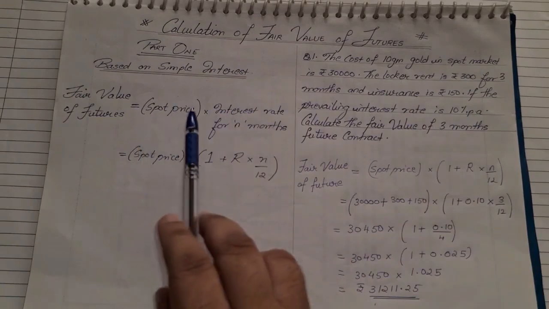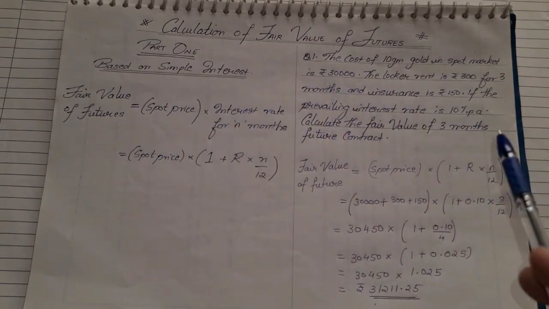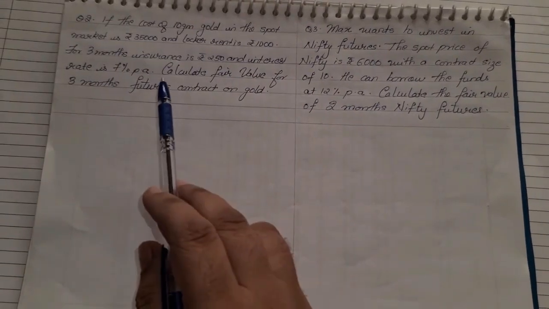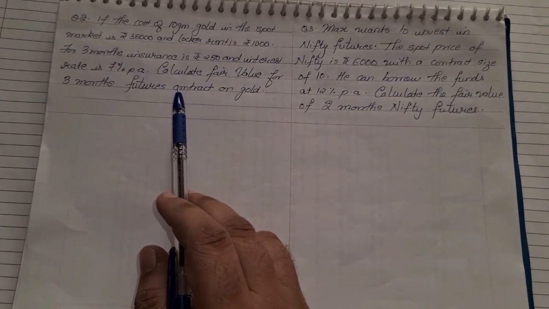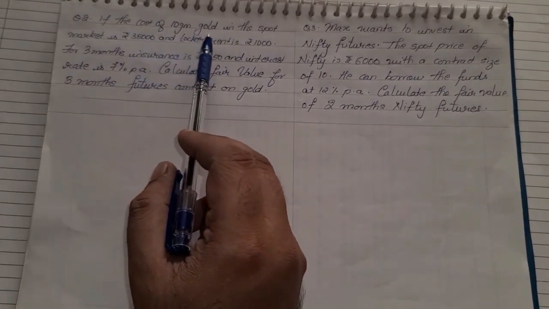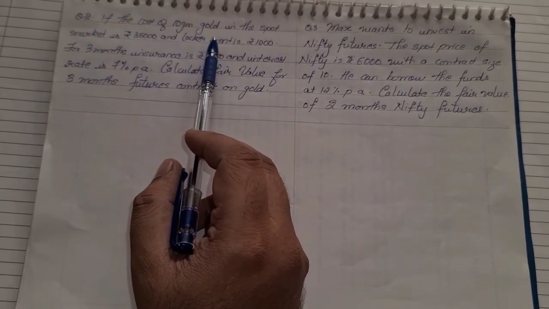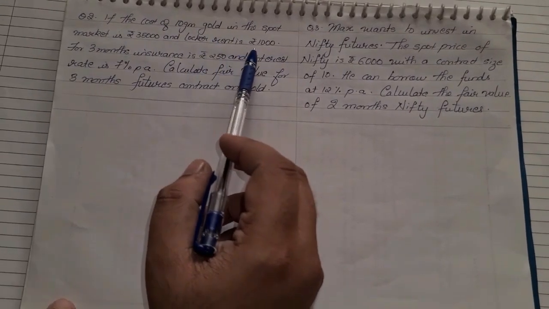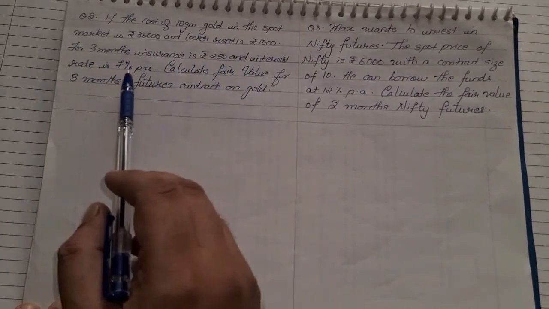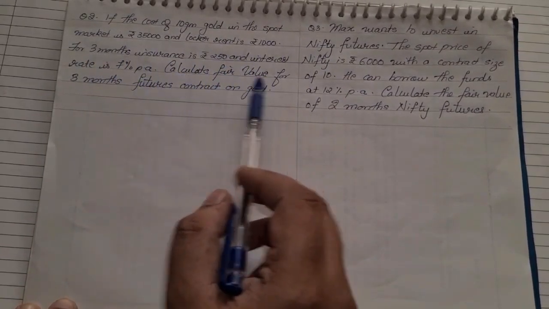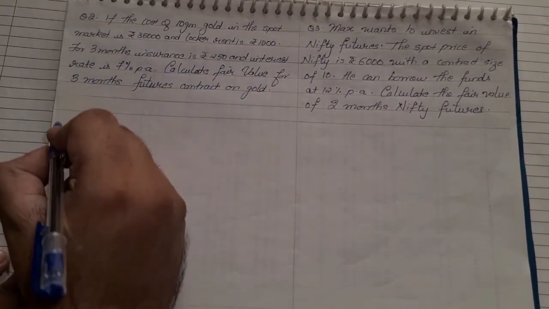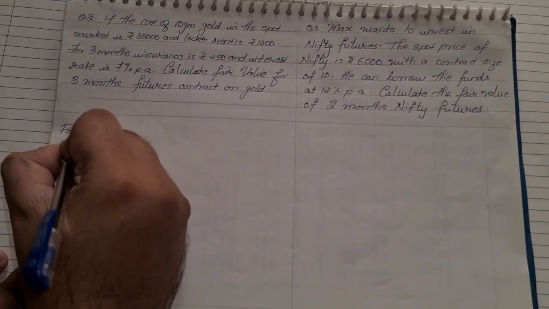Now this was the first sum based on simple interest. Now we'll take up the second and third sums. Here is the second question and the third question. We are going to start with the second question. It is given that the cost of 10 gram gold in the spot market is rupees 35,000 and the locker rent is 1,000 for 3 months, insurance is 250 and interest is 7% per annum. Calculate the fair value for a 3 months future contract on gold.